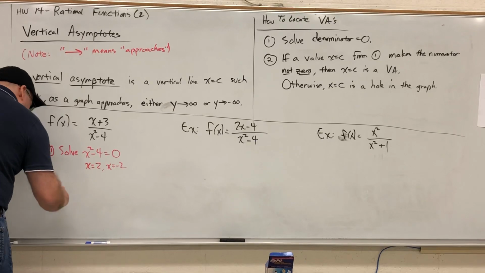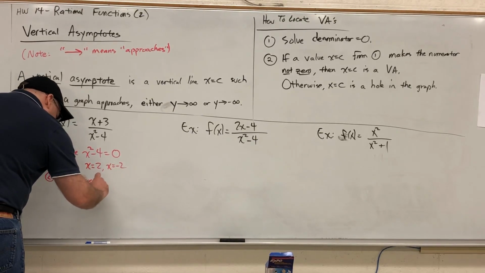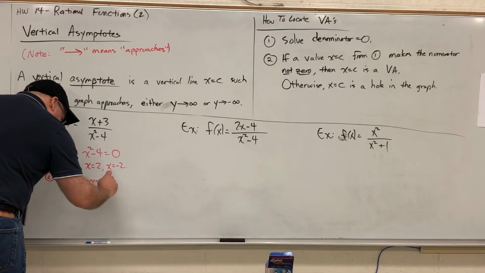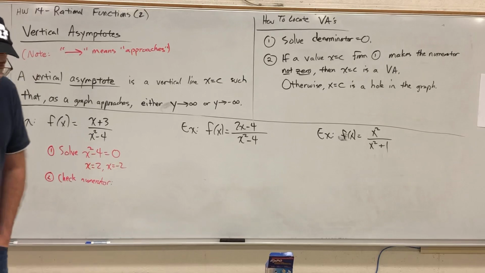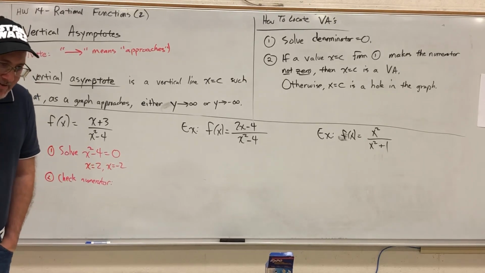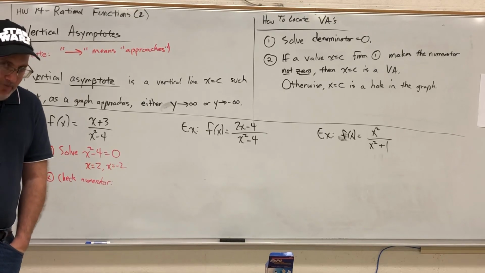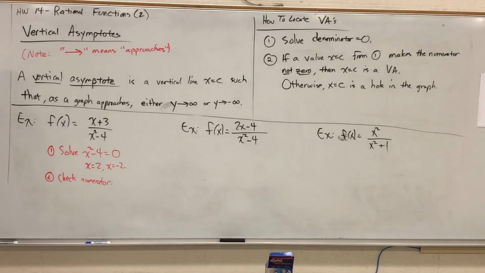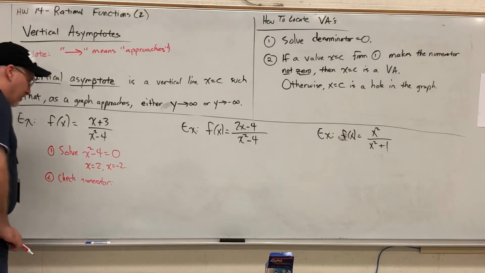And then the second thing you have to do is to check with the numerator. Because to be a vertical asymptote, you have to make the bottom equal to 0, but not the top. In the event that there's some really sophisticated mathematician watching this, I know that there are exceptions to that rule, but for our purposes, if you make the bottom equal to 0, but not the top, you're a vertical asymptote.